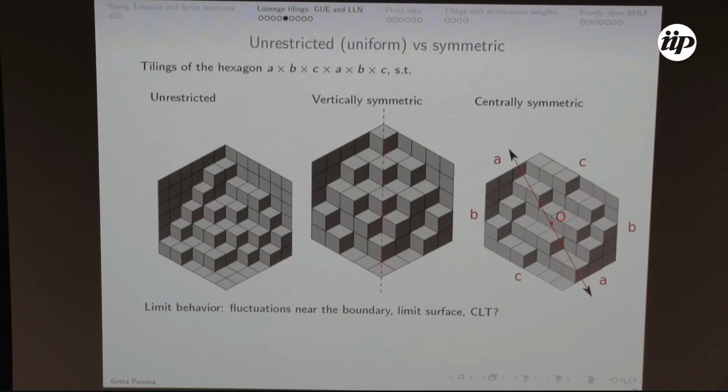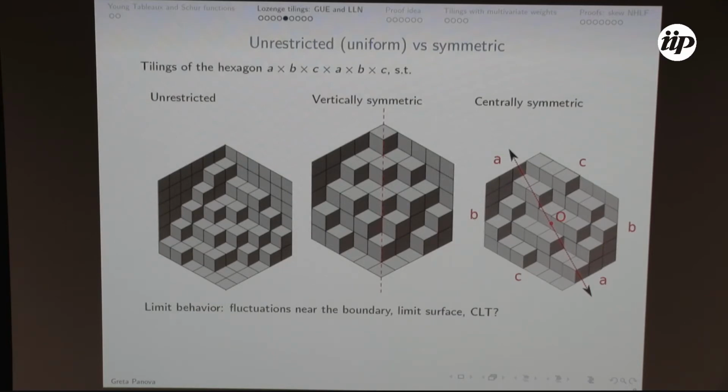Now it's not really a local definition for the weights, but we have a global condition. One can also ask for centrally symmetric Lozenge tilings. We have this hexagon here, we take the center, and we ask for Lozenge tilings which are symmetric about the center. If we have a horizontal lozenge here, then the corresponding one there should be the same on the other end. Of course, the symmetry should hold for the entire domain as well in order to make this possible.